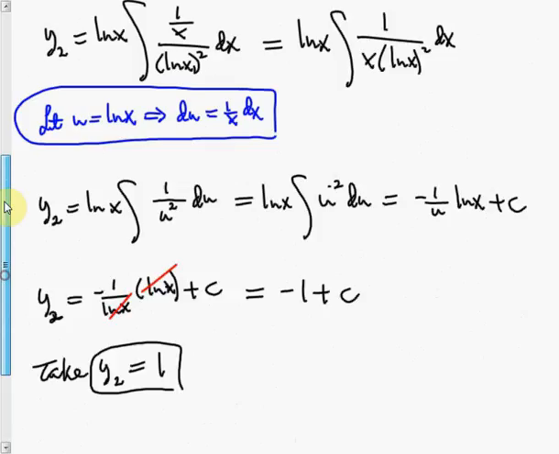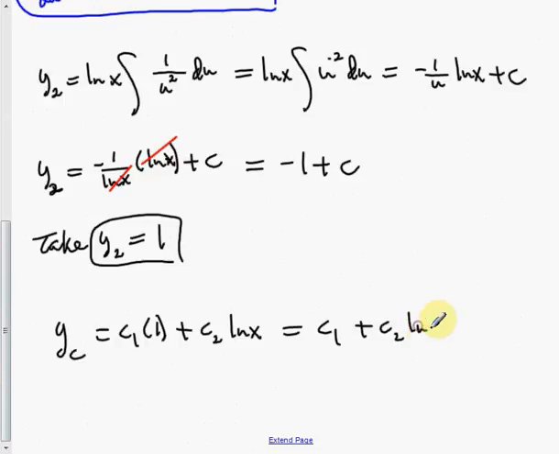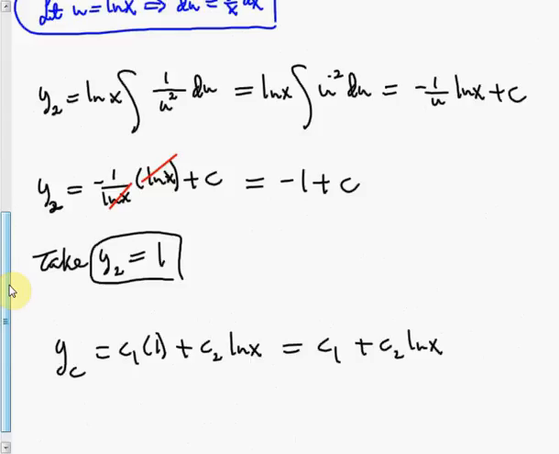What's the general solution for this particular differential equation? y sub c is equal to c sub 1 times 1 plus c sub 2 times the natural log of x. In other words, this is just c sub 1 plus c sub 2 times the natural log of x. So basically, 1 is a solution, and the natural log of x is a solution. If you had chosen negative 1 for a solution, that'll still be correct.